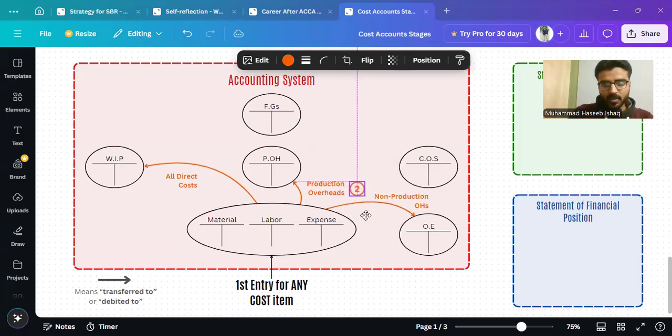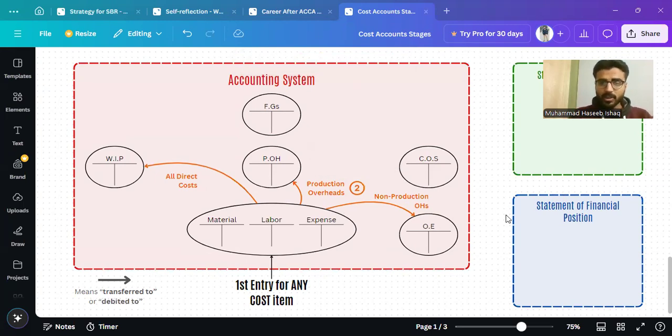So stage two. In stage two, you must remember that all the production overheads are transferred to the production overhead account. All the non-production overheads are transferred to the operating expense account. Depreciation is never a direct cost, right? So that is why we are not going to transfer any portion of the depreciation to the work in progress account. It can be transferred to the production overhead account, or to the operating expense account, but never to the work in progress account because it is never a direct cost.